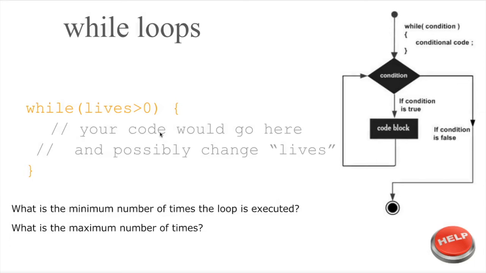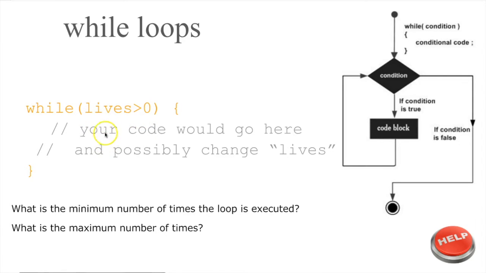Another type of loop for when you're not sure when something is going to end or how many times you're going to repeat it is a while loop. Now a while loop evaluates a condition before it begins. So in other words, before you begin your code, which you would put inside here, it asks, are lives greater than 0? And if lives are greater than 0, then it will do this code, and it will continue to do this code until lives are equal to 0 or less.